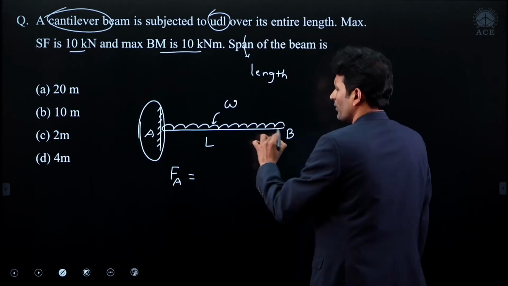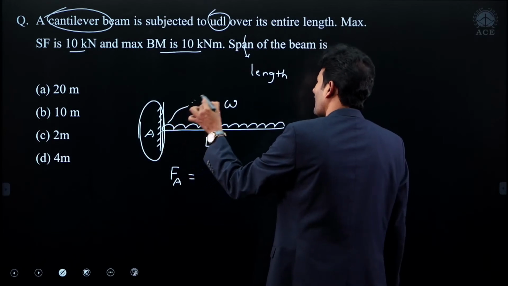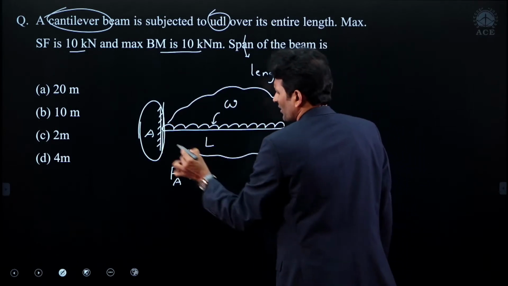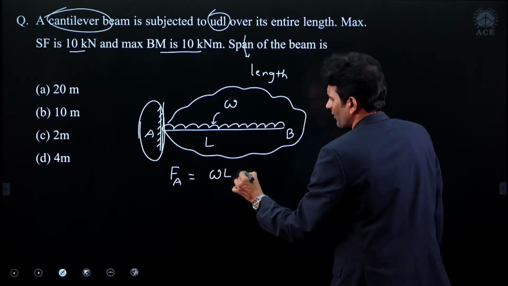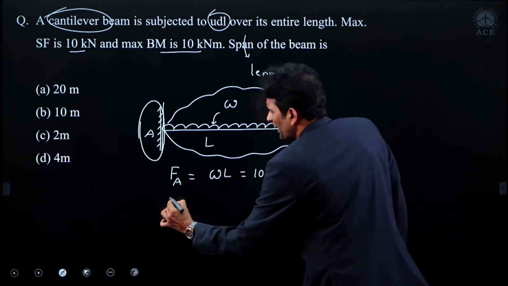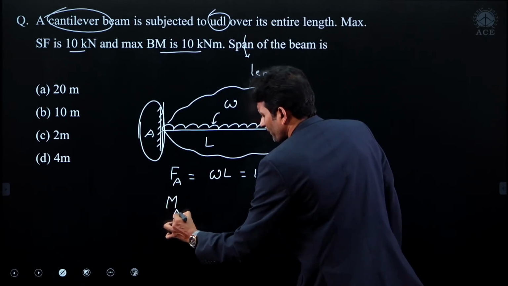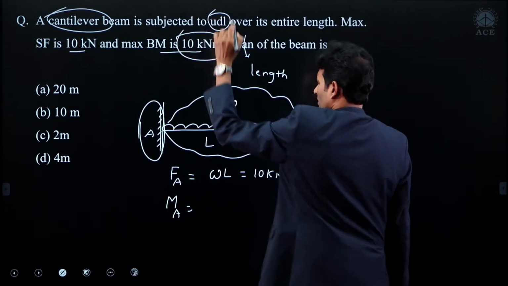What is the maximum shear force? Let us take the section here and try to observe this one. When I am taking the right hand side of the section, you are getting this one. It is omega L. What is omega L given as? 10 kilonewtons. And bending moment at A is also given. That is maximum bending moment. How much? 10 kilonewton meter.